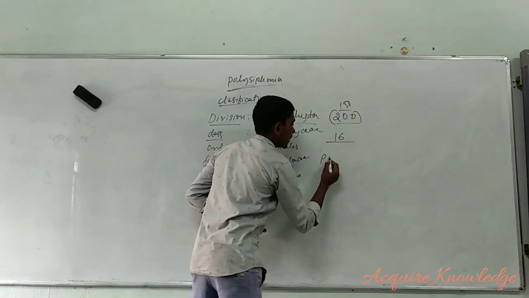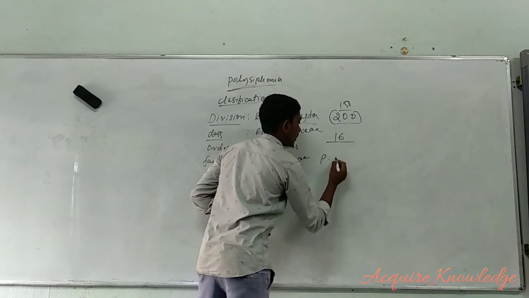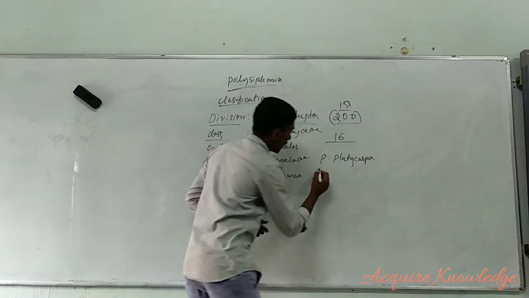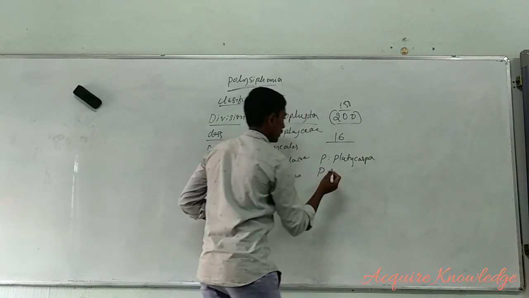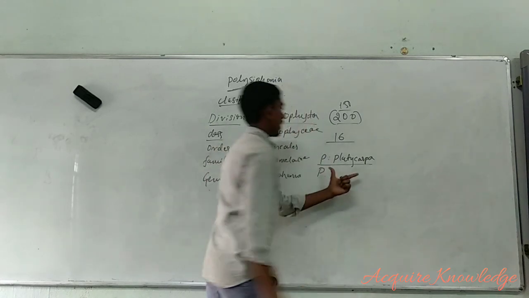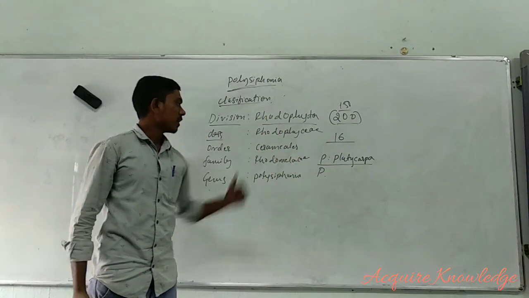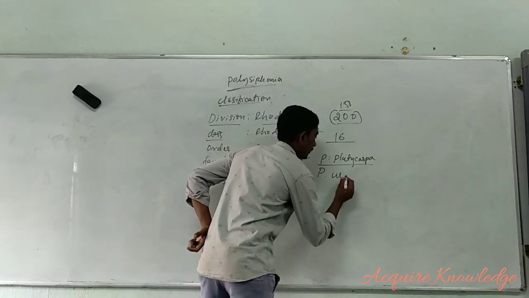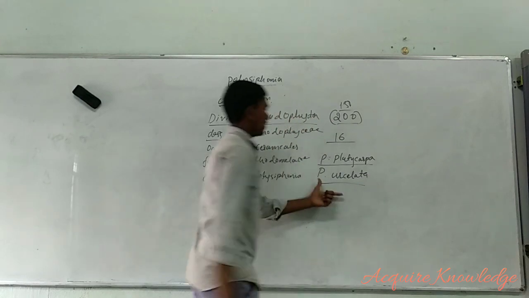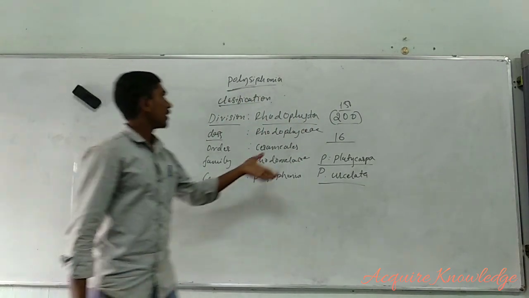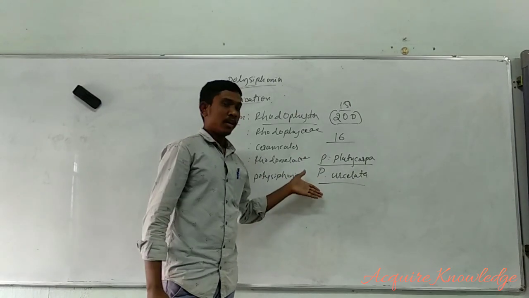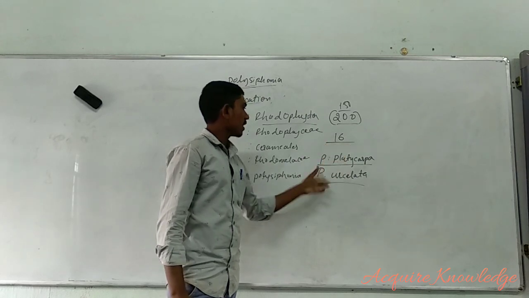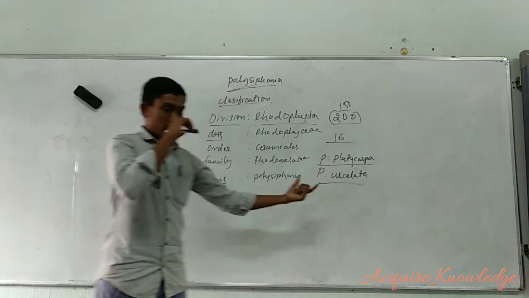One is Polysiphonia platycarpa, which is one of the species available in India. And one more is Polysiphonia ursulata. These are the Polysiphonia species available in India. Around the world there are 200 species, and in India there are 16 species of Polysiphonia. These are two examples of those available in India.